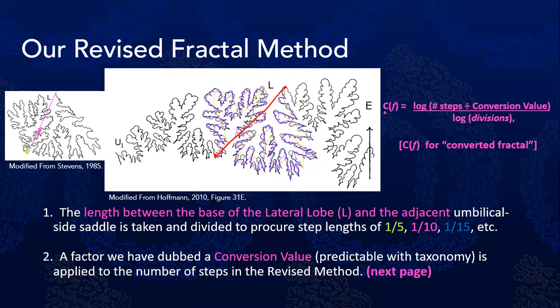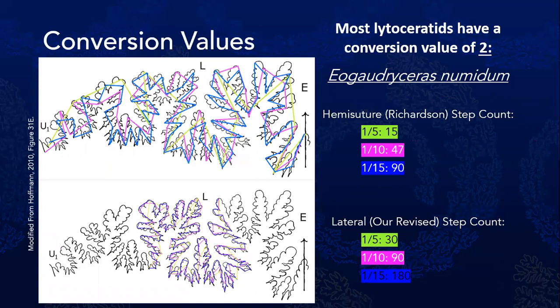In our method, we do converted fractal, or CF, equals the log of the number of steps divided by a conversion value, which I'll get into in just a minute, all divided by the same number of divisions or units. So to show you how I found the conversion value for this ammonite and the ones related to it, this is Eogadrius numidum, which is lithoscertid.